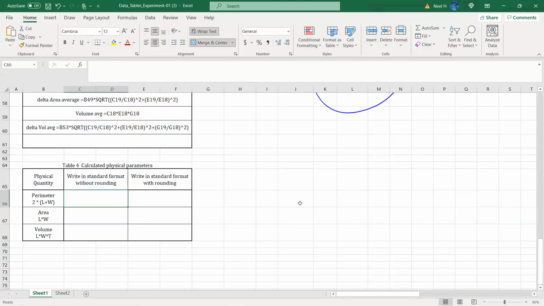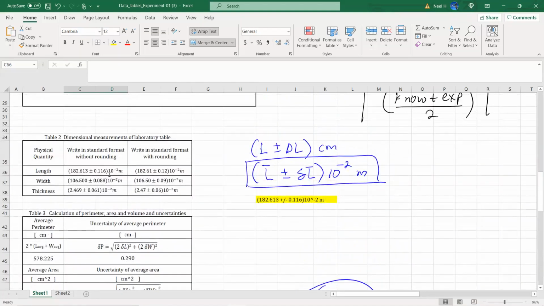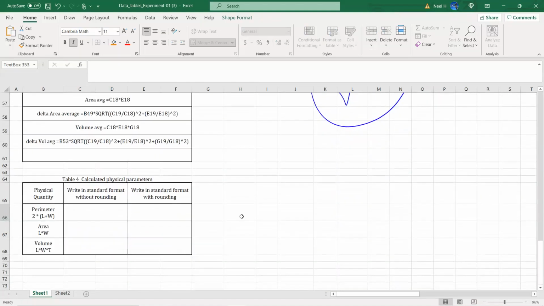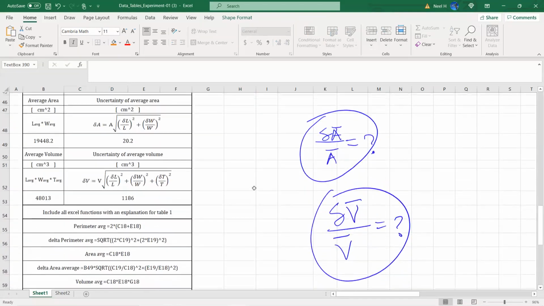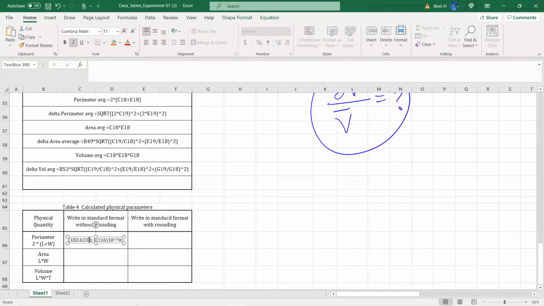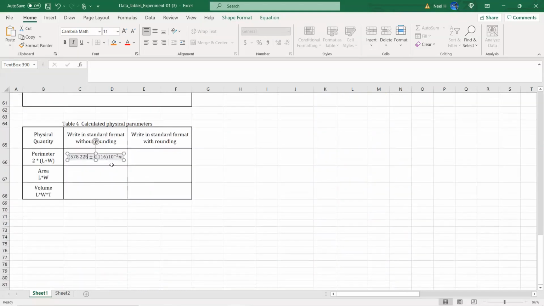All right, so let's summarize this again. I'm going to insert the equation. What I'm going to do is copy paste one of these functions directly here. Then I'm going to edit that, much easier, okay? So the perimeter that I calculated, 578.225. You can write it from the beginning, but I bring a copy of the previous equation. Okay, 578.225. And the calculated error is actually 0.290.